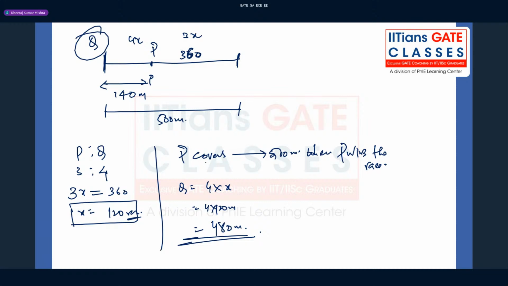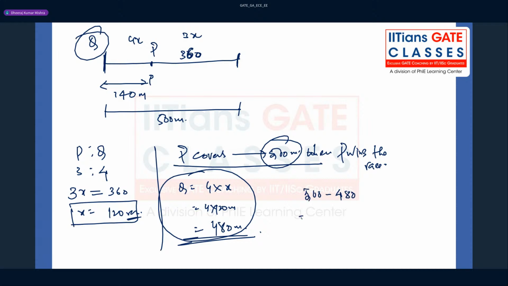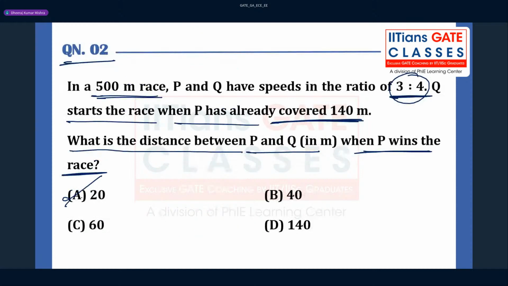So you see, when P wins the race, he has covered 500 meters, but Q has covered only 480 meters, right? So what is the difference between P and Q then? So 500 minus 480. That will give you 20, right? So please answer, okay? The answer for this question is 20. Okay, please correct that, okay?